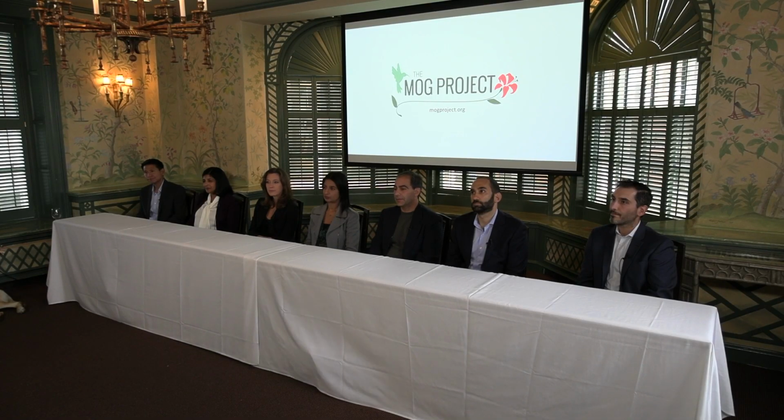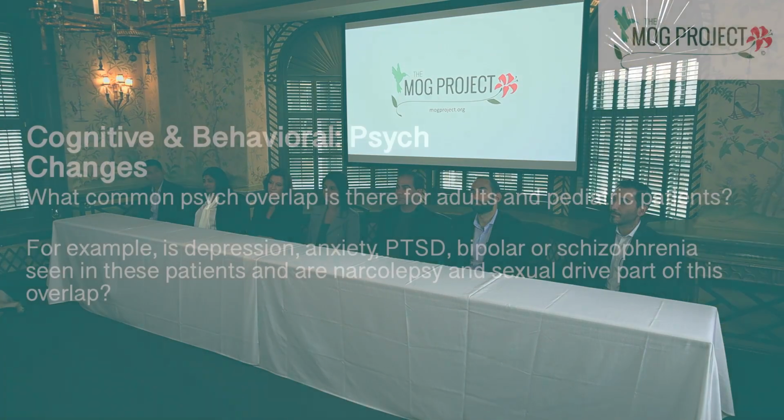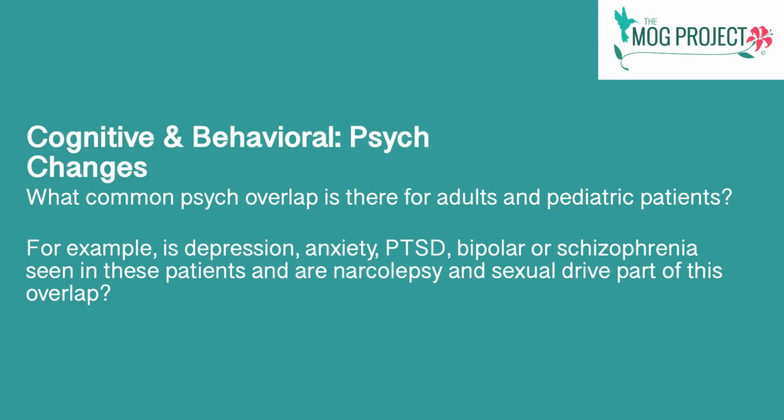This next question is for Dr. Banwell and Dr. Darshi. What common psych overlap is there for adults and pediatric patients? For example, is depression, anxiety, PTSD, bipolar, or schizophrenia seen in these patients? And are narcolepsy and sexual drive part of this overlap?